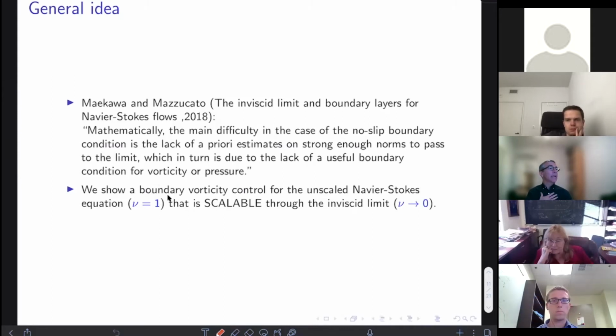What we obtained is boundary vorticity control on the unit-scale Navier-Stokes. So if you take nu = 1, right? Really at the Navier-Stokes level, we were looking for a regularization effect on the vorticity at the boundary, which gives an extra conditional effect that we wanted to be scalable through the inviscid limit nu = 0. So that's really this: obtaining a new regularity, a regularization effect. You will see it's a pretty low regularization effect, but still at the boundary of the vorticity, and one which can be scaled through, not only the scaling of Navier-Stokes, but also through the inviscid limit.